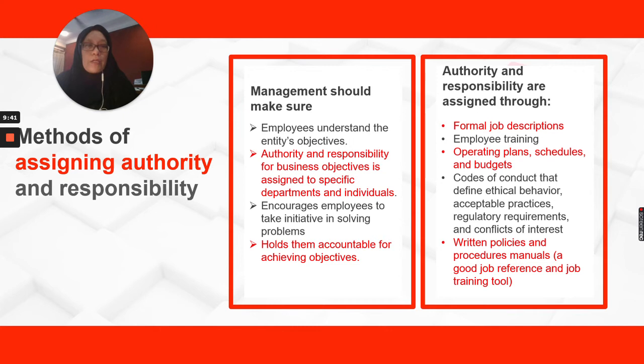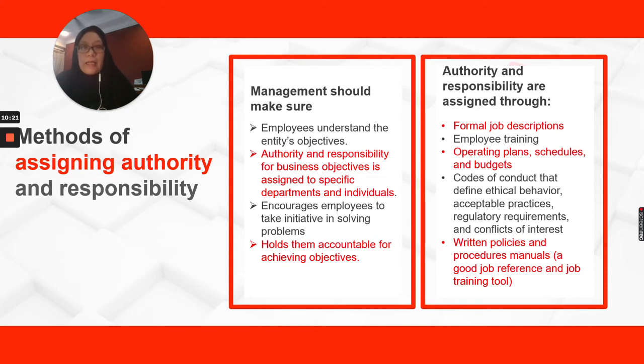It can also be through operating plans, schedules, and budgets, and codes of conduct. Normally, codes of conduct define ethical behavior, acceptable practices, regulatory requirements, or conflicts of interest. Management has to make sure the employees know all those codes of conduct. They also need to have a written policies and procedures manual. In this manual they will have a good job reference, and it can also serve as a job training tool.